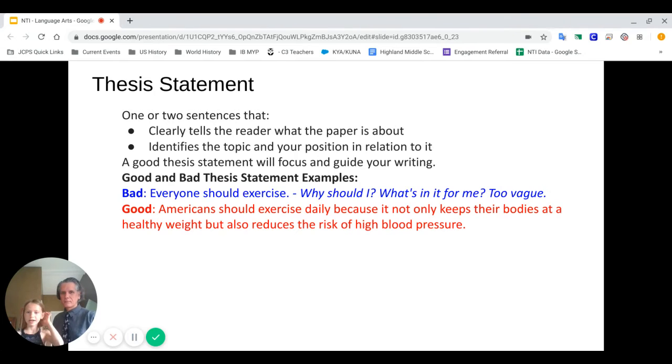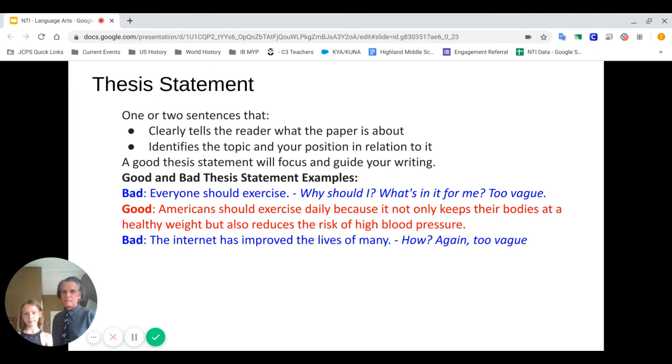go ahead, Ingrid. Americans should exercise daily because it not only keeps their bodies at a healthy weight, but also reduces the risk of high blood pressure. So notice that it's a little more clear and it's a little more focused, so I know what's going to come into your paper.